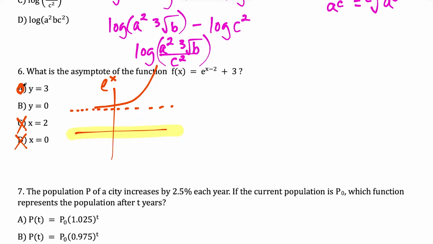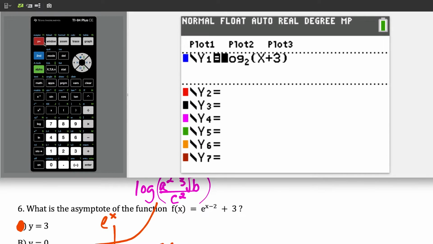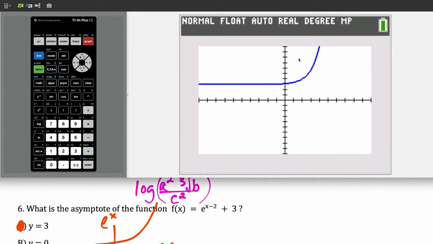So choice A would be our answer. One thing we could do to check our answer is just graph this function. So we have second e, then natural log, and then we have x minus 2 in the exponent spot. And then we get out of there and we write our plus 3. And now I'm going to press graph, and here's our exponential curve.